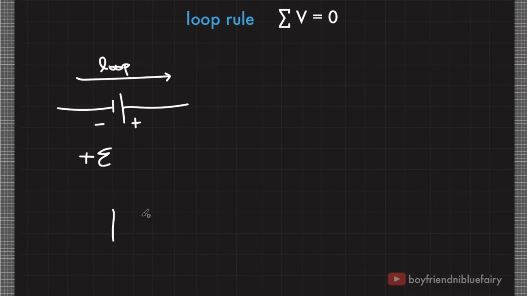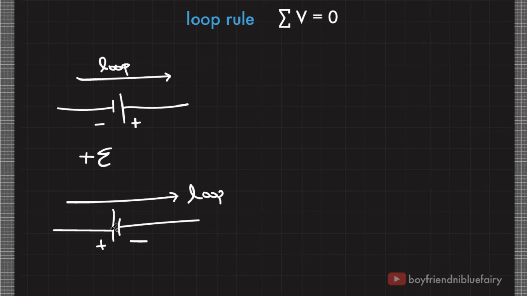Otherwise, if you have a battery wherein this is the positive terminal and the negative terminal, and your loop enters the EMF source from the positive terminal and comes out of the negative terminal, then you have a potential drop. So this rule is based on the conservation of energy.